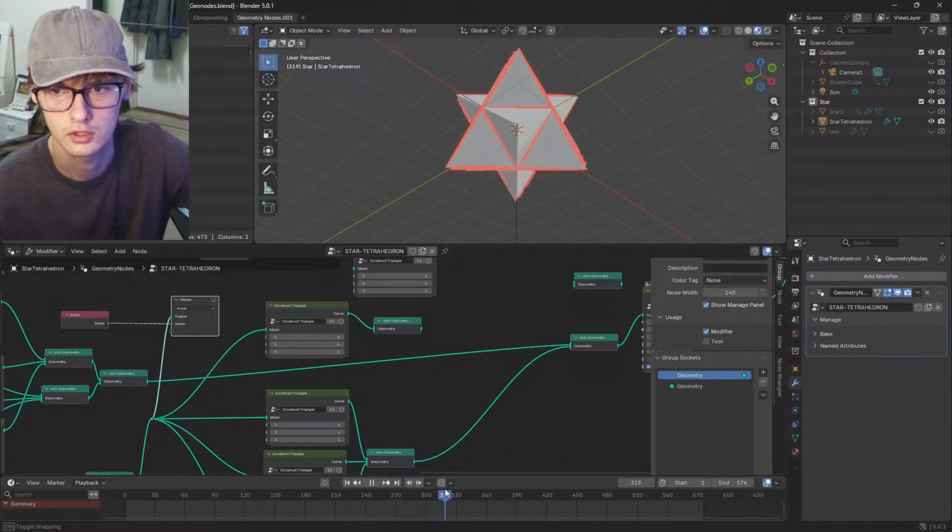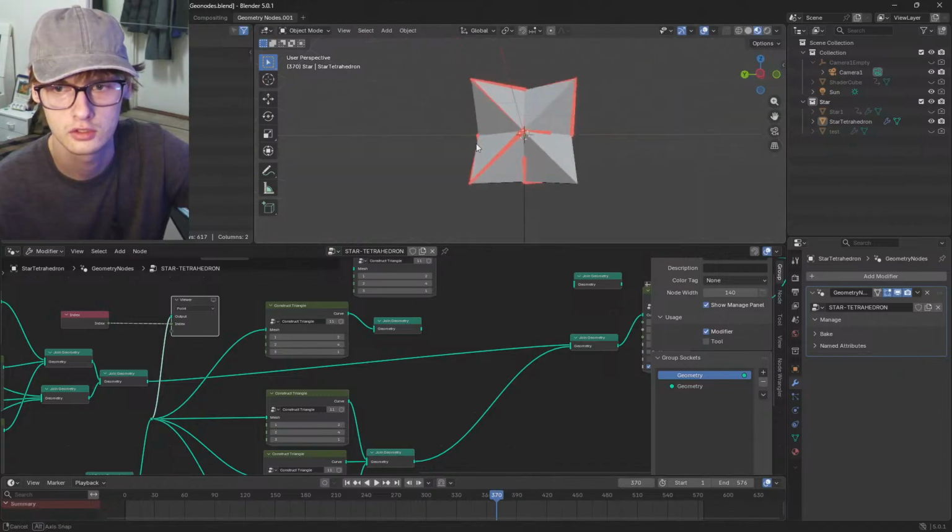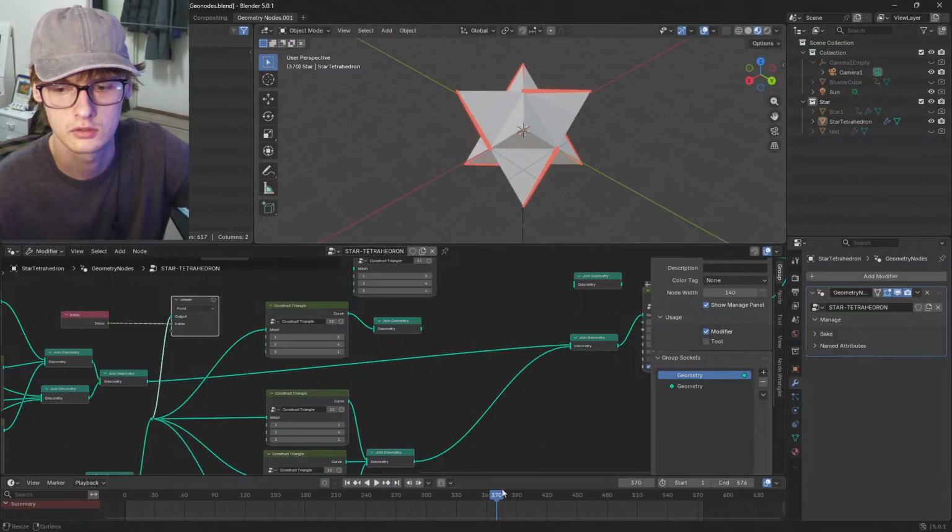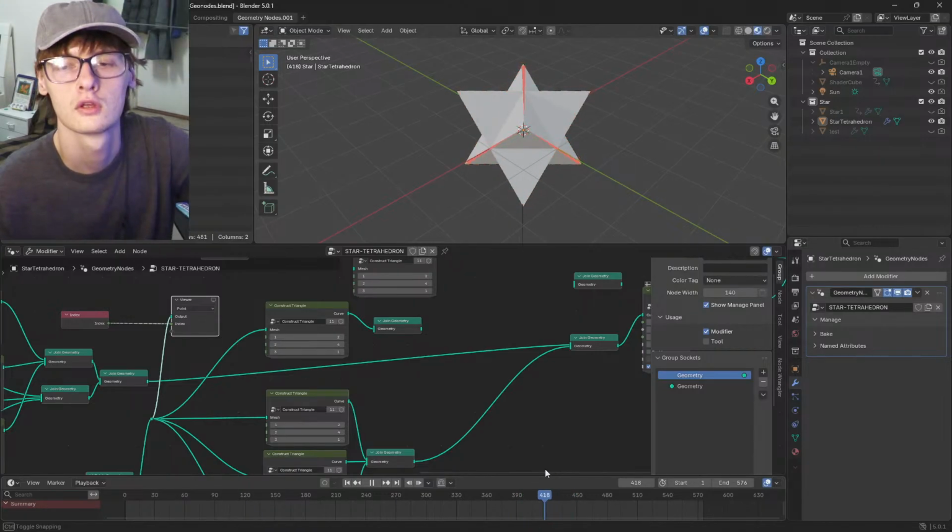So, clockwise. Is everything moving clockwise here? Yeah. Everything is moving clockwise. Now on this angle, everything is moving counterclockwise. So that's interesting. Okay.